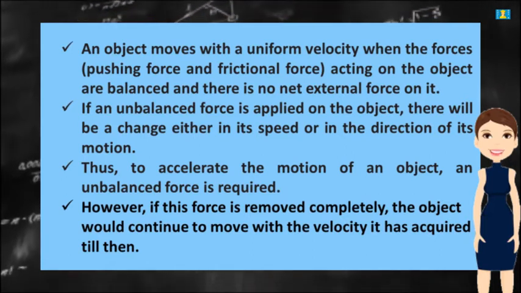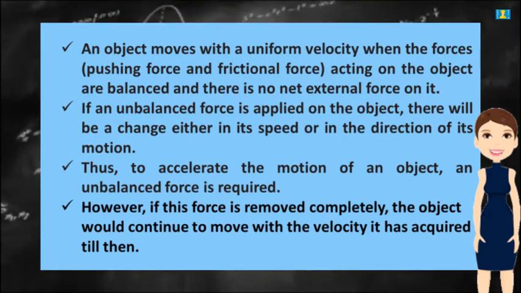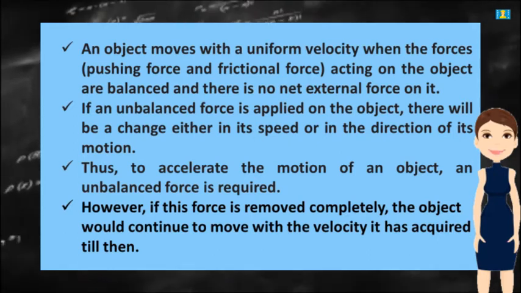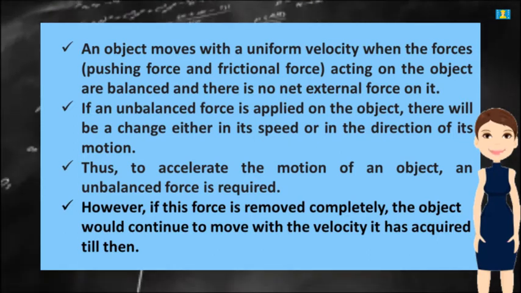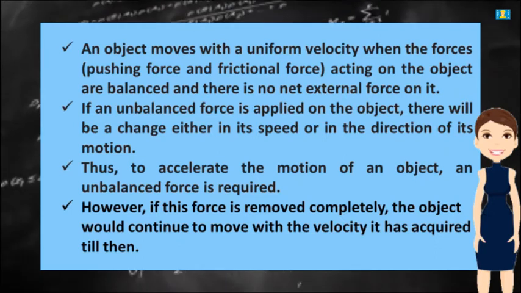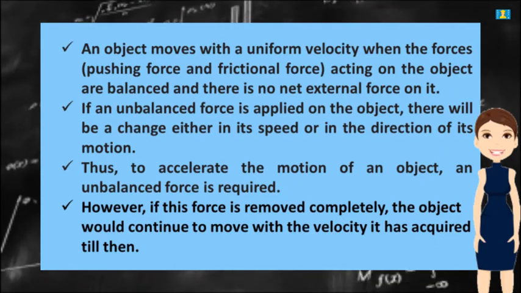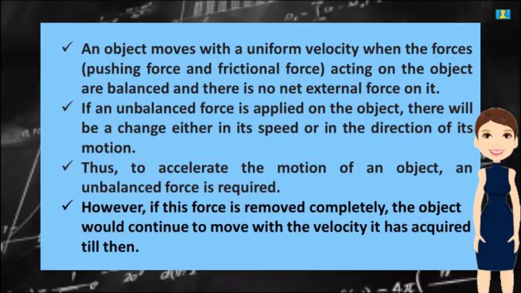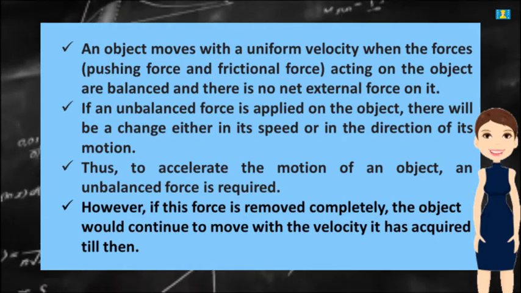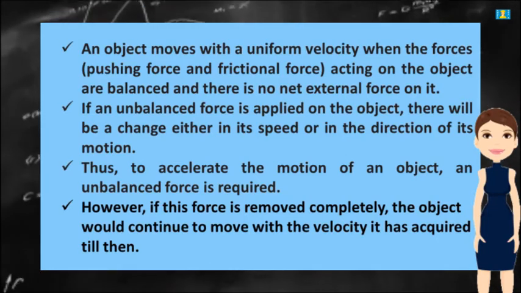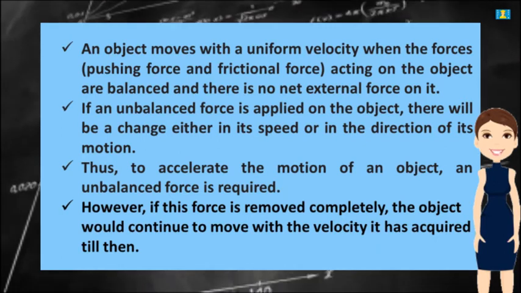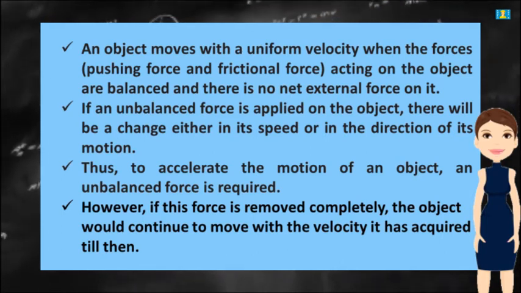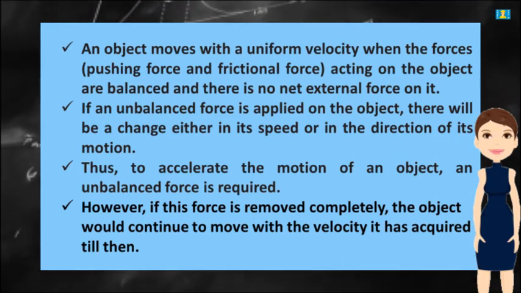An object moves with a uniform velocity when the pushing force and the frictional force acting on the object are balanced and there is no net external force on it. If an unbalanced force is applied on the object, there will be a change either in its speed or in the direction of its motion. Thus, to accelerate the motion of an object, an unbalanced force is required.